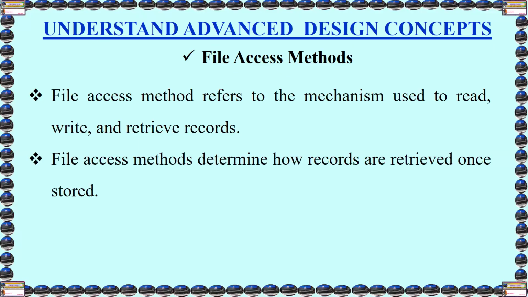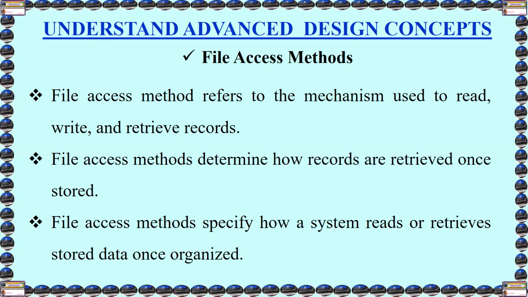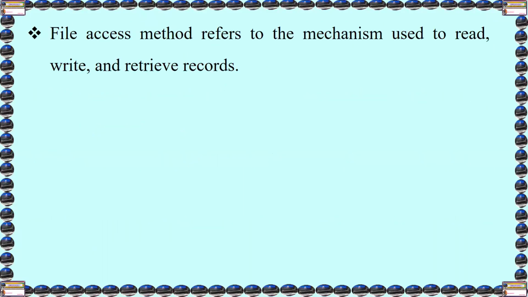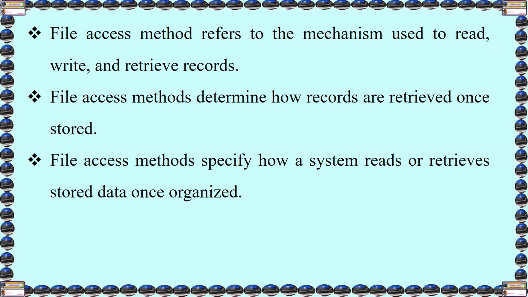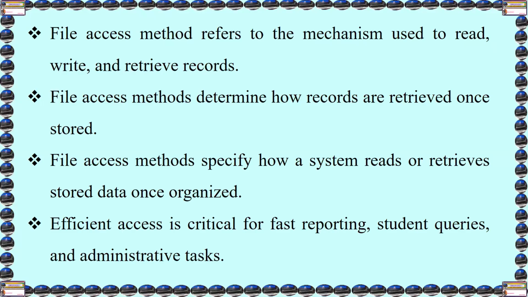The file access methods determine how records are retrieved once stored. The file access methods specify how a system reads or retrieves data once organized. The file access method refers to the mechanism that is used to read, write, and retrieve records.